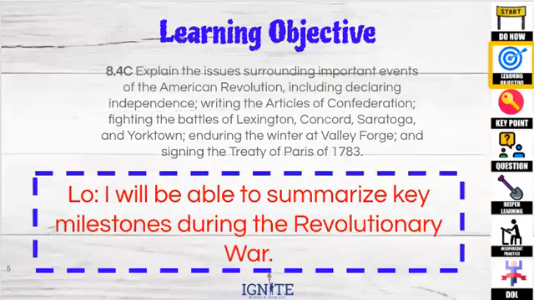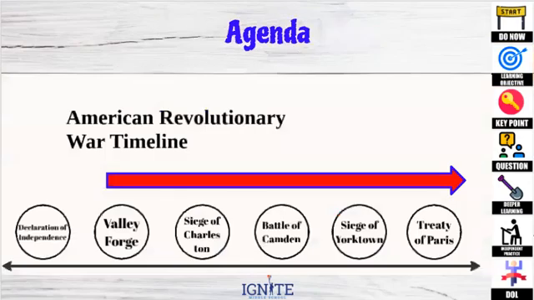Your objective for today is to summarize key milestones during the Revolutionary War. So this is an extension on our last lesson of the Declaration of Independence. If we go back to our timeline, the Declaration of Independence is like our first big event in the war, even though it's not a battle. We move on to the rest of the battles and the events in the Revolutionary War.